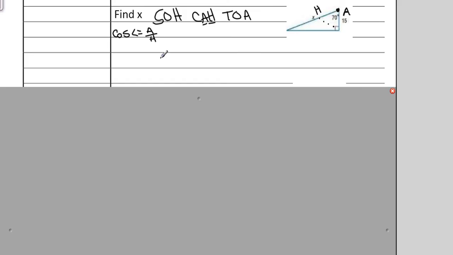So I fill in what I know. Cosine of your angle is 70. That's the reference angle you used. That equals adjacent, which is 15, over hypotenuse, which is what we're looking for, x.